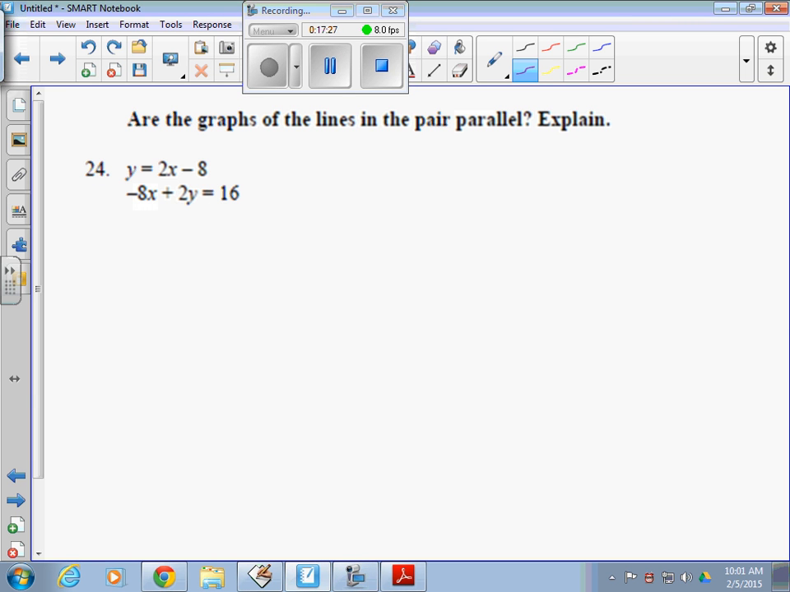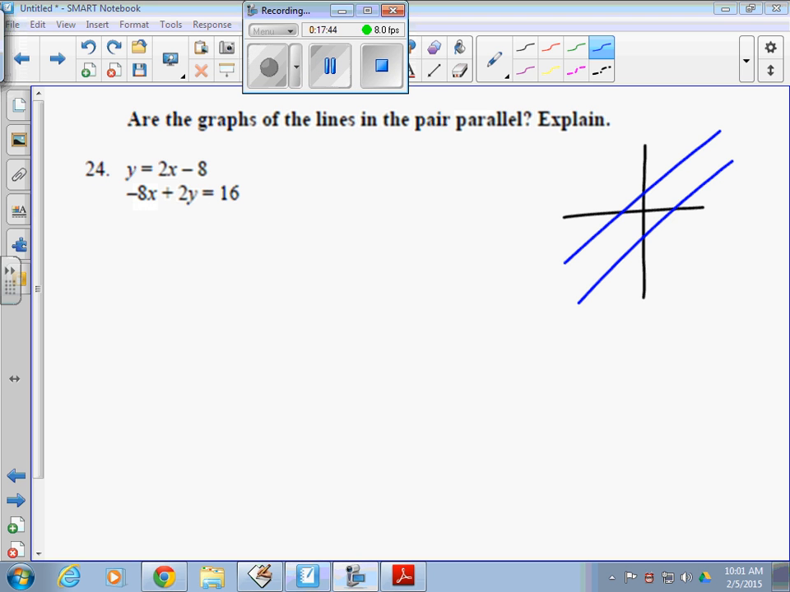Okay, 24 asks, are the lines parallel? Everybody knows what parallel lines look like as a picture. They know that if you graph them, they would never cross. That's what parallel lines are. Regarding the way they look as equations, they have the same slope. So when you're looking at the first equation, y equals 2x minus 8, you can see its slope is 2. So in order for that other equation to be parallel to it, it has to have the same value 2 as its m.